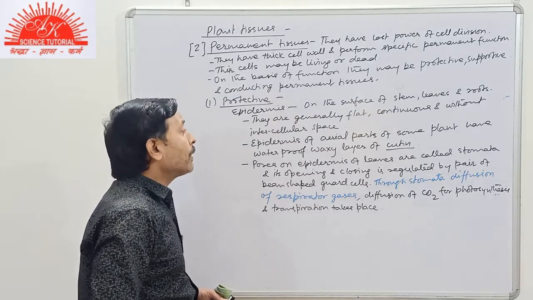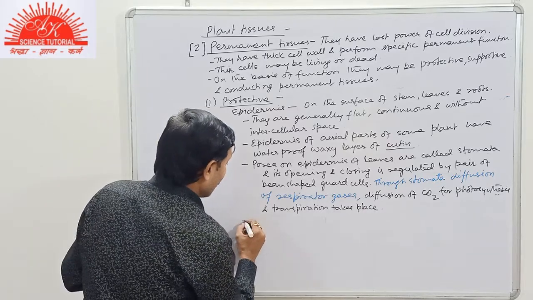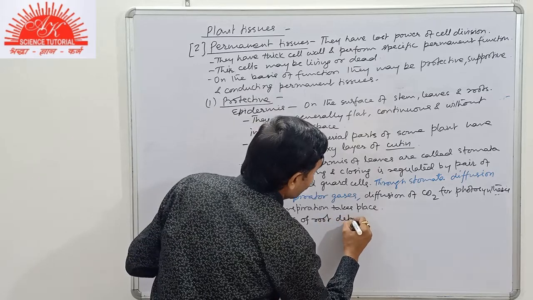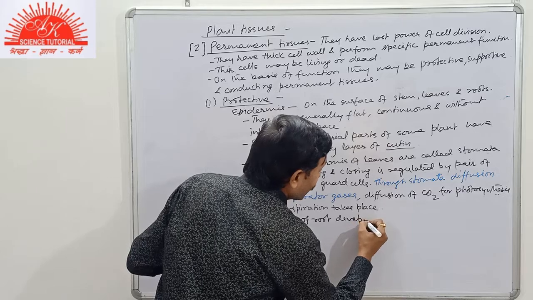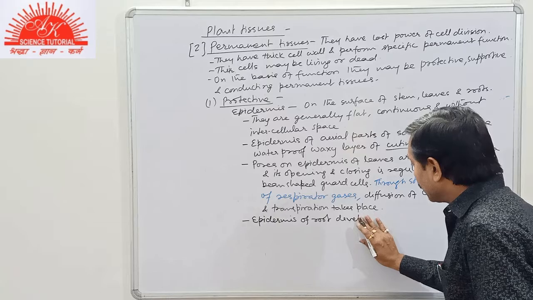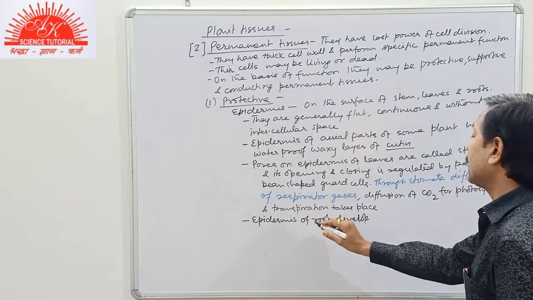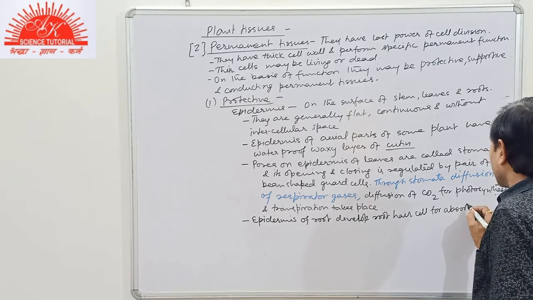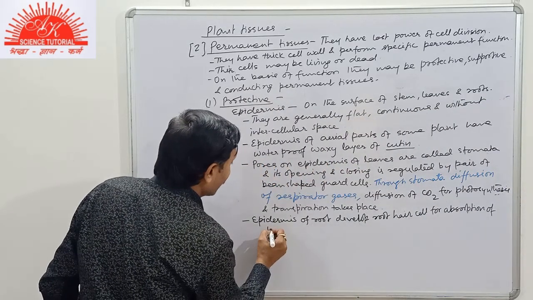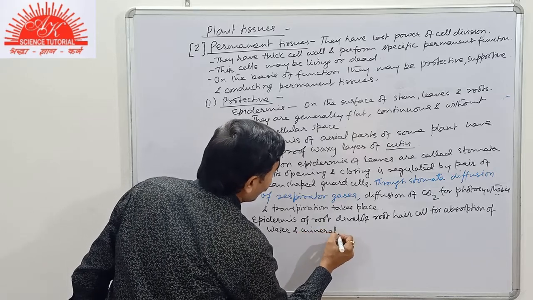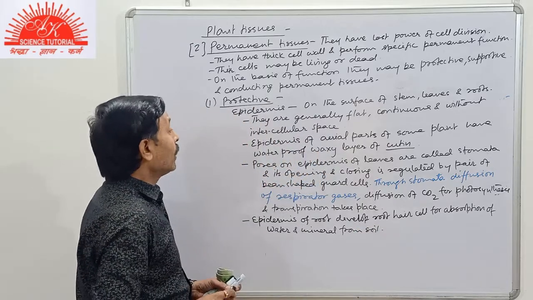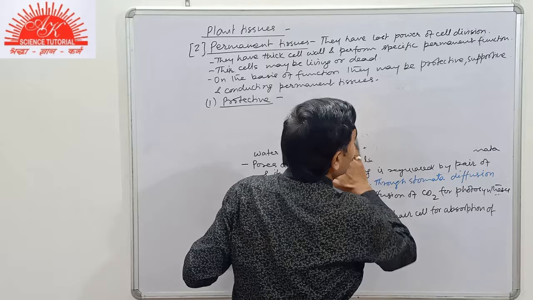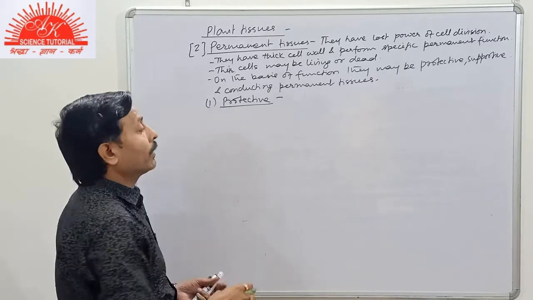But again, if the epidermis is on the surface of the root, then the epidermis of the root develops or extends, because the root hair cell is unicellular, into root hair cells for absorption of water and minerals from the soil. So in the protective part, epidermis is the external layer of cells on every part of the plant, be it root, stem or leaves, and at different places it performs different functions.